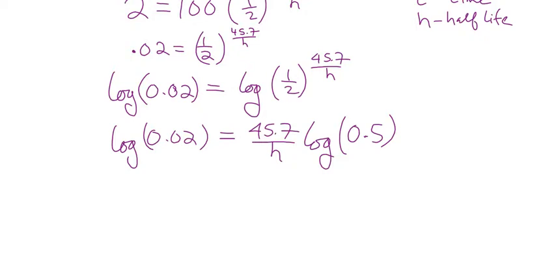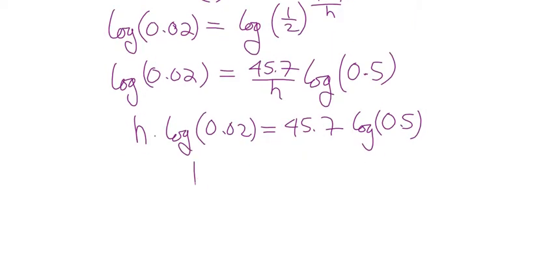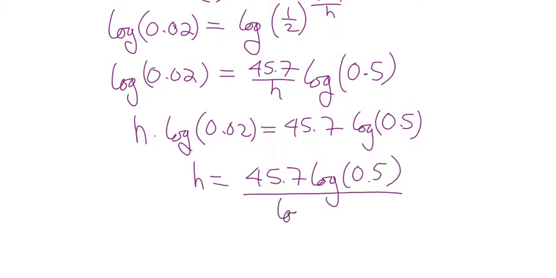How are we going to do that? Yeah, move it to the other side, right? How do we get it there? We're going to multiply both sides by H. So H times log 0.02 is equal to 45.7 times the log of 0.5. And now how do we get H by itself? Now we divide by log 0.02.